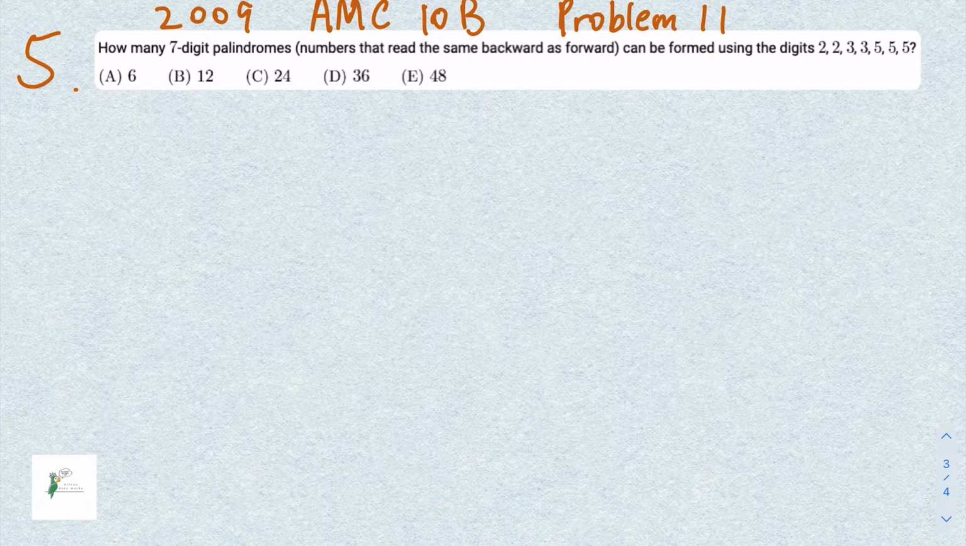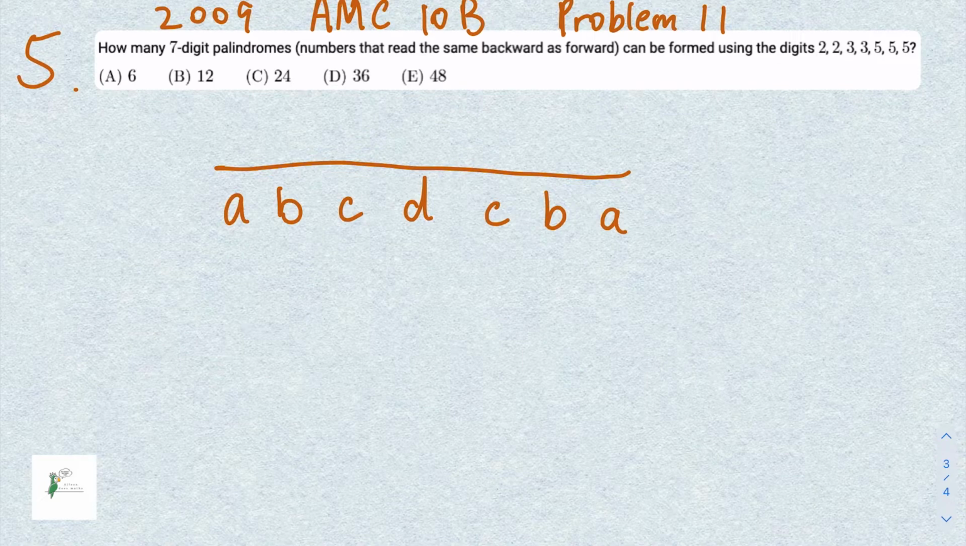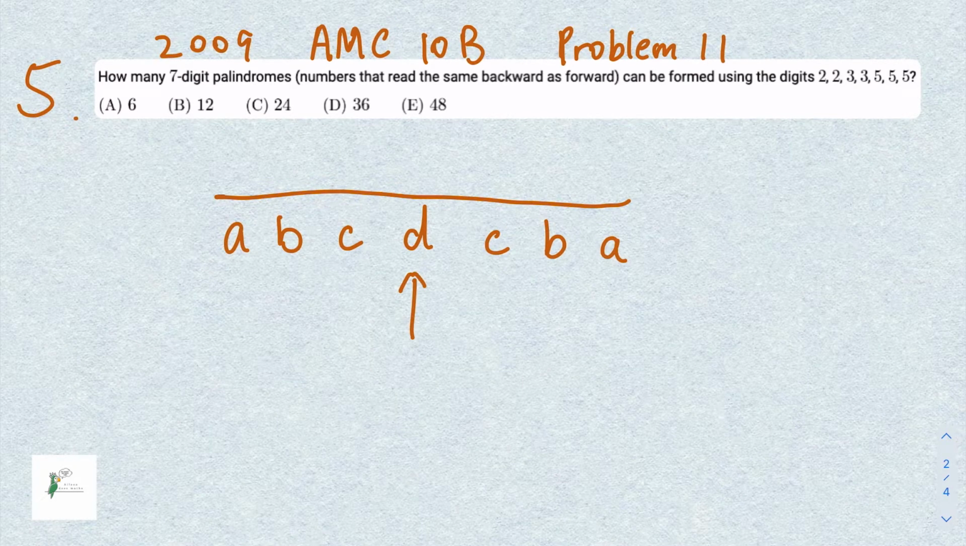Okay, let's look at a question from 2009 AMC 10B problem 11. The question says, how many 7-digit palindromes can be formed using the digits 2233555? So, to have a 7-digit palindrome, let's represent it using algebra, okay? So we have A, B, C, D, C, B, and A. And since we have 2 2s, 2 3s, and 3 5s, we can only use 5 as the middle digit here. So D has to be 5.